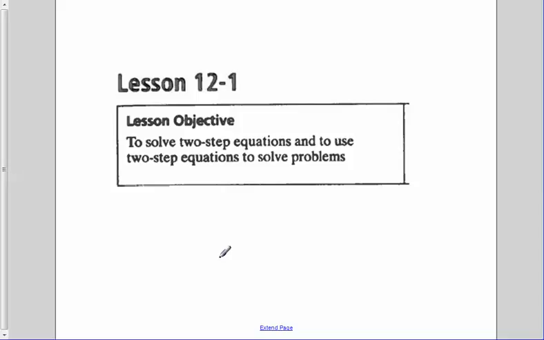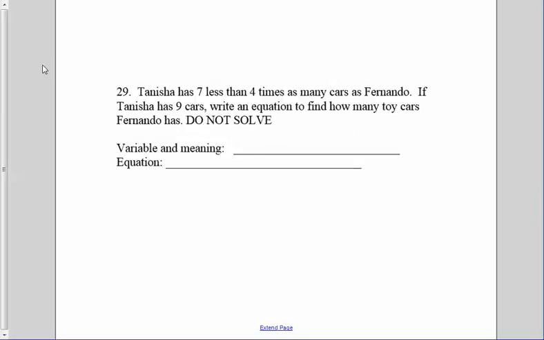In 12.1, since we've already been working with one-step equations, now we're going to be looking at solving two-step equations to use in order to solve problems. Now, if we think back at what we just worked on with solving one-step equations, writing them, and determining variables, number 29 on the test: Tanisha had 7 less than 4 times as many cars as Fernando. If Tanisha had 9 cars, write an equation to find out how many toy cars Fernando has.